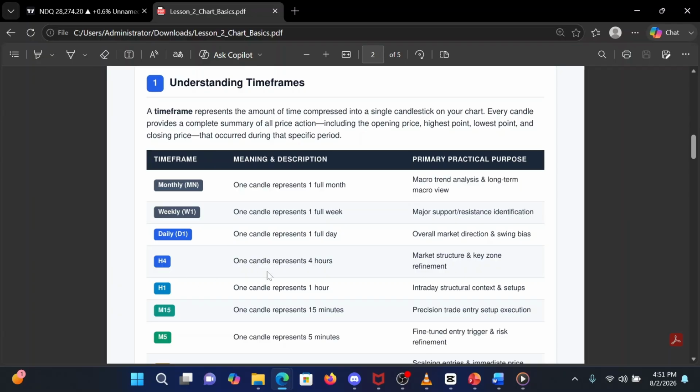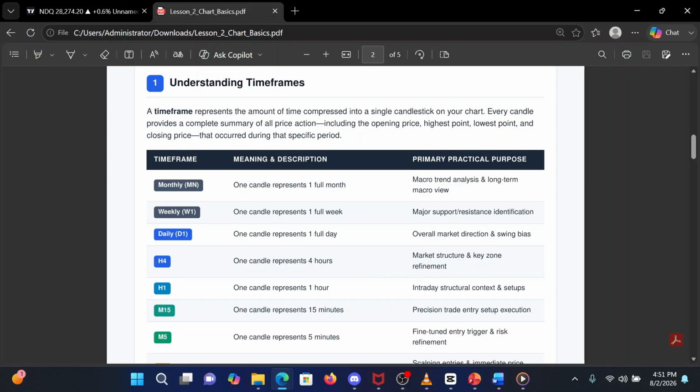On the daily time frame, one candle takes 1 day, and it is used for identifying the market direction. Where will the market go? Where will the swings be? The swing low, the swing high, where will they be on the daily time frame? And then the H4, whereby one candle represents 4 hours.